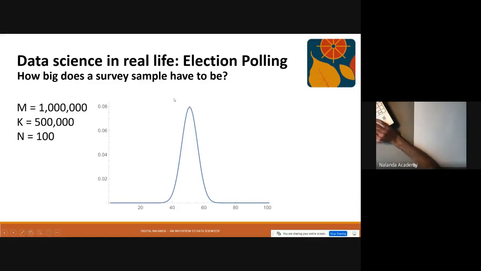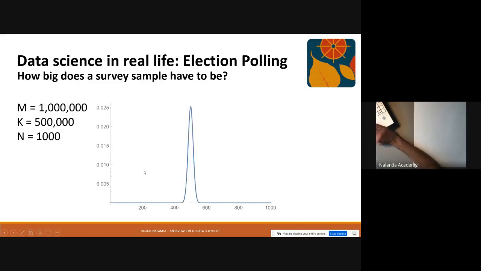We're just pulling 100 random individuals from this population M, and out of these trials, these are how the results are distributed. So the most frequent outcome is half, which is 50 in this case. But notice that there's a width. Sometimes you're going to be off, sometimes quite badly off. Sometimes you're going to think the election is going to be a strong win for candidate 1, and sometimes a strong loss.